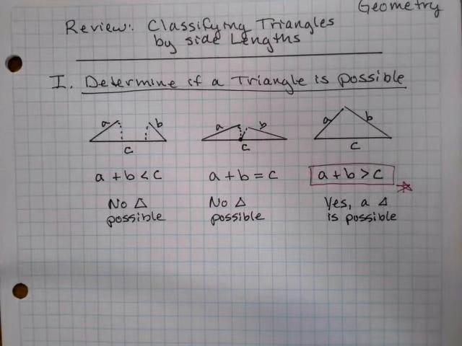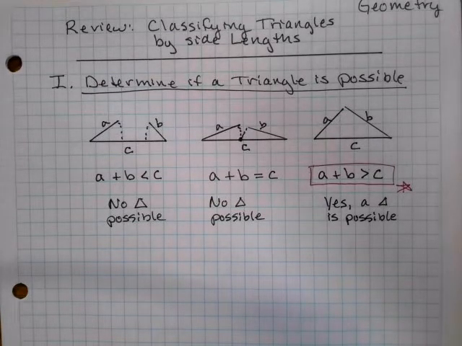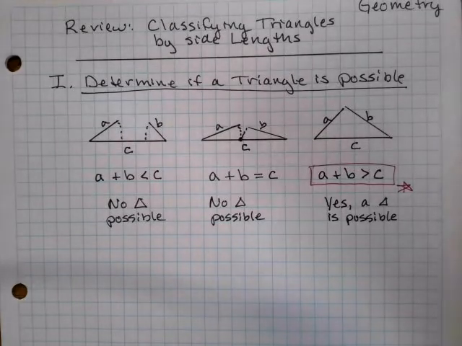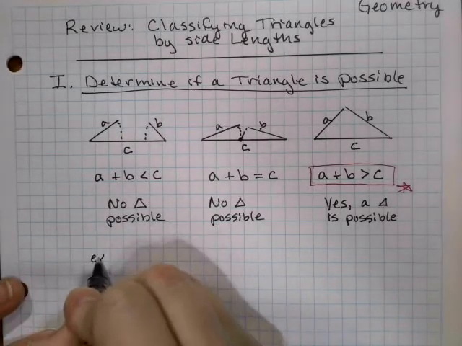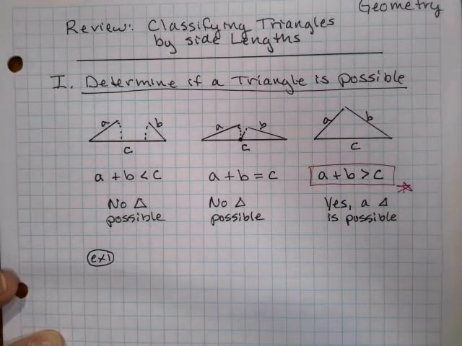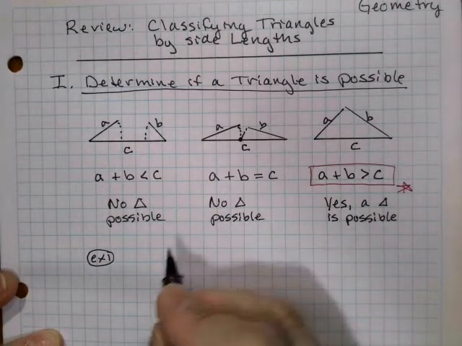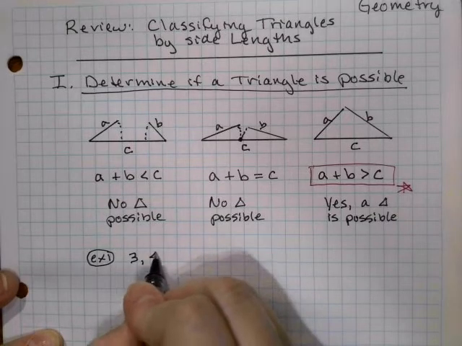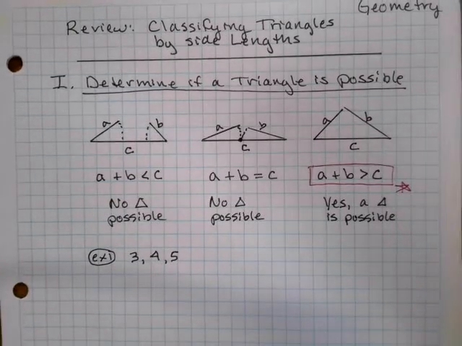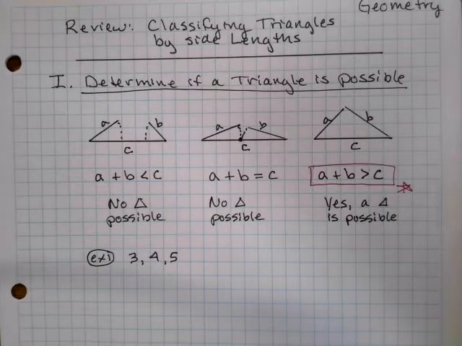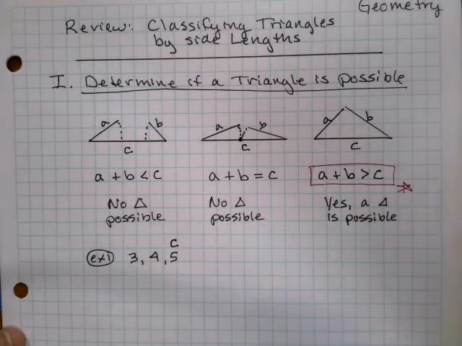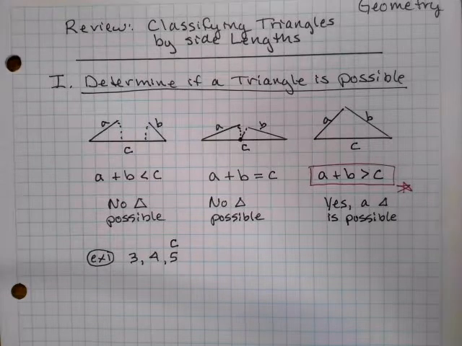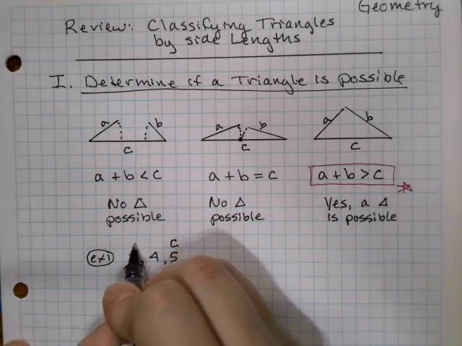If a triangle is possible, then you're ready to continue on and figure out what type of triangle you have. So let's do some examples where we're going to determine if a triangle is possible. Example number 1, the side lengths you are given are 3, 4, and 5. Now, to do the side length test, you have to know which one is C. C is always the largest. A and B are the smaller 2 and can be interchanged.